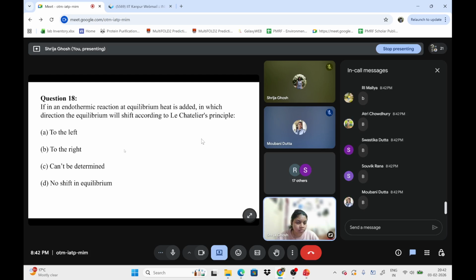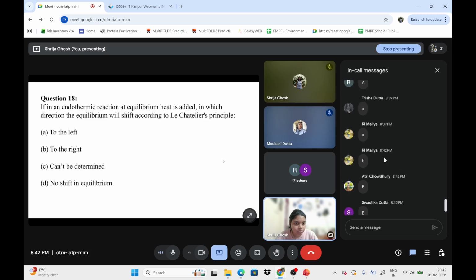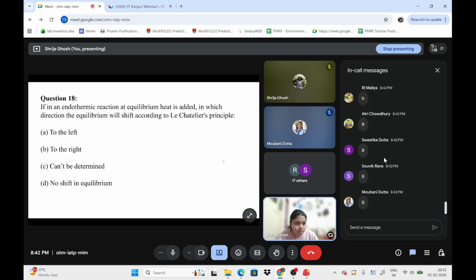Okay, let's see, option B as the consensus answer. So if heat is added to an endothermic reaction, it should shift to the right according to you all.